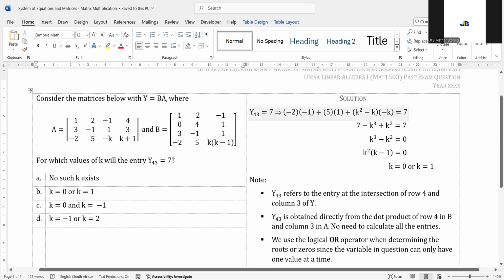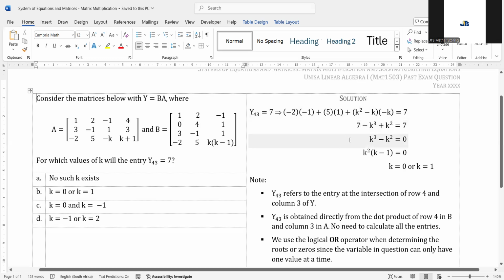So minus 2 multiplied by minus 1, that's going to give me a 2. 2 plus 5, that's going to give me a 7. So k squared minus k multiplied by minus k squared is going to give me minus k cubed plus k squared. So on the left-hand side, I'm going to have 7. This 7 here to come this side, I'm going to have 7 minus 7, which is a 0. So minus k cubed plus k squared is going to be equal to 0.